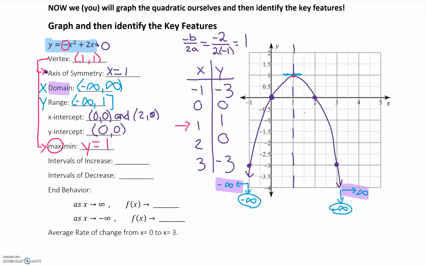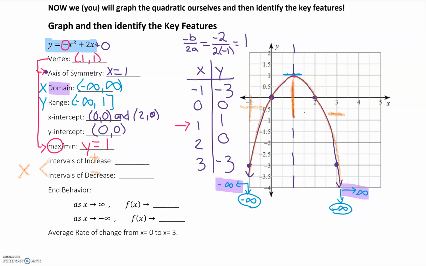All right, so let's talk about those intervals of increase and decrease. Remember, these are going to be x's where you have positive slope and negative slope. So positive slope for increase, negative slope for decrease. So the whole left side, if you move your finger from left to right, notice that we are moving up. So that means this has a positive slope on the left side. As you move your finger from the middle to the right side of the graph, notice you are moving your finger downward. That's a negative slope.